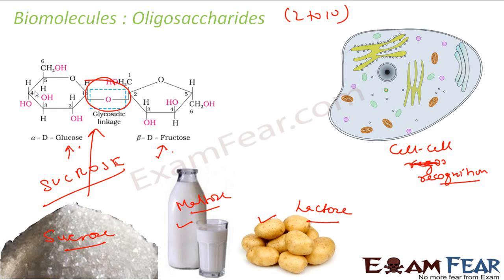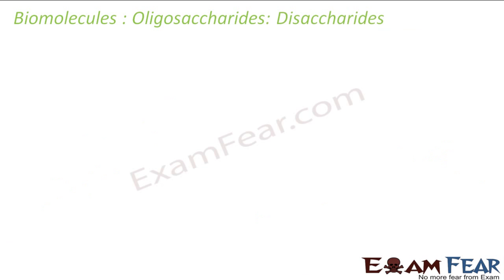Correct? So oligosaccharides are found in milk, vegetables like potatoes, or in sugar. The one in sugar is sucrose, the one in milk is maltose, right? M for milk, M for maltose, and the one in vegetables are lactose. They're used for cell to cell recognition. So in oligosaccharides, as I told, there are different types: disaccharides, trisaccharides, tetrasaccharides, like that. Disaccharides is the most popular one, so we'll discuss about disaccharides now.